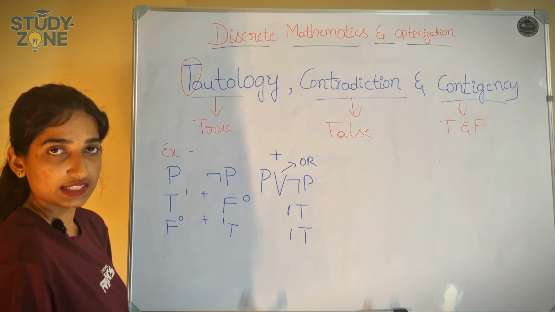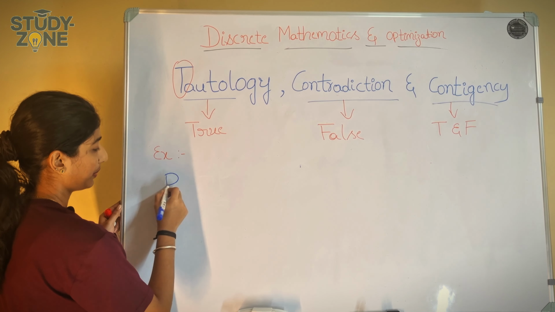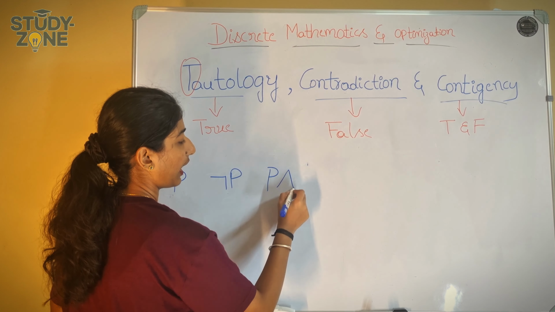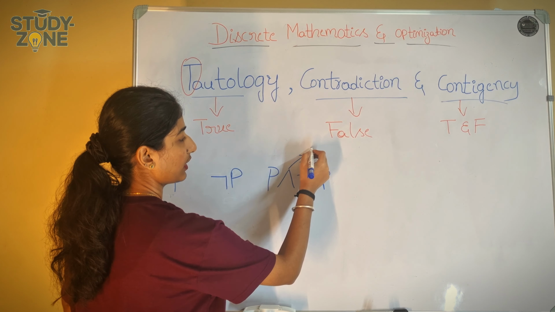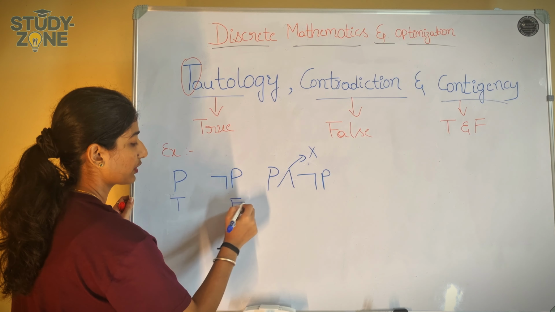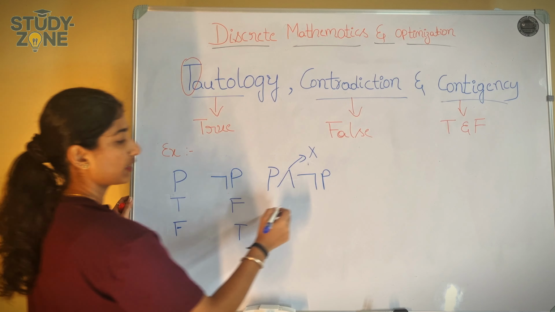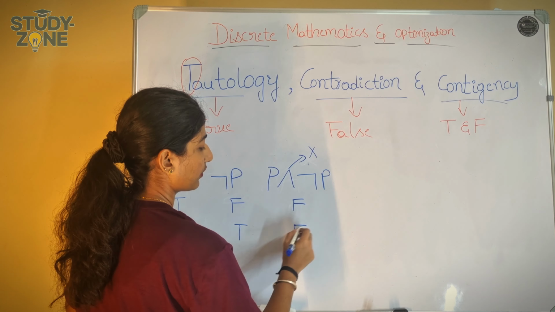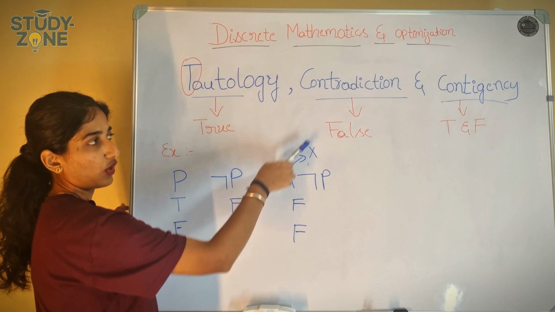And then let us take an example for contradiction. Let us take the same thing, P, negation of P, P and not P. Here AND means conjunction, which means multiplication. So true, false, false, true. 1 into 0 is 0, which means false. 0 into 1 is also 0, which means false. So here the truth values are both false, so it comes under contradiction.